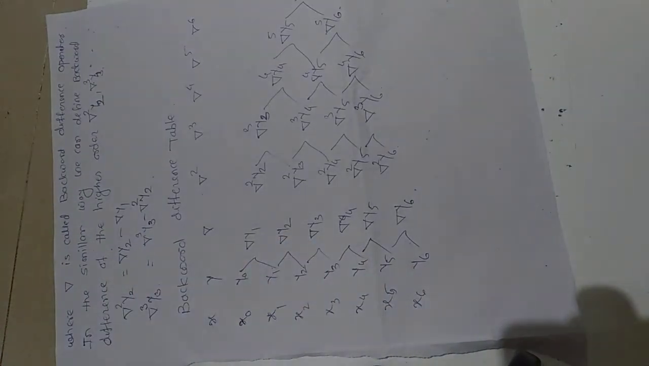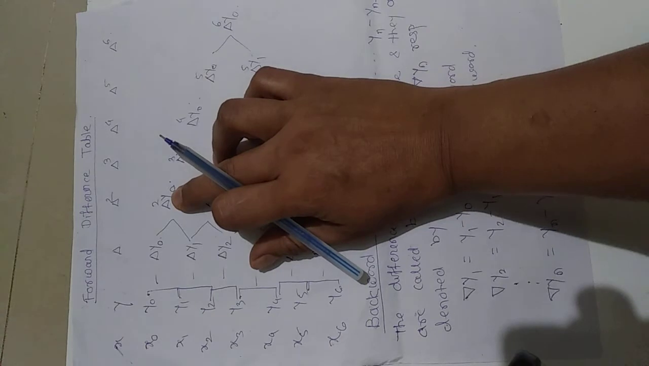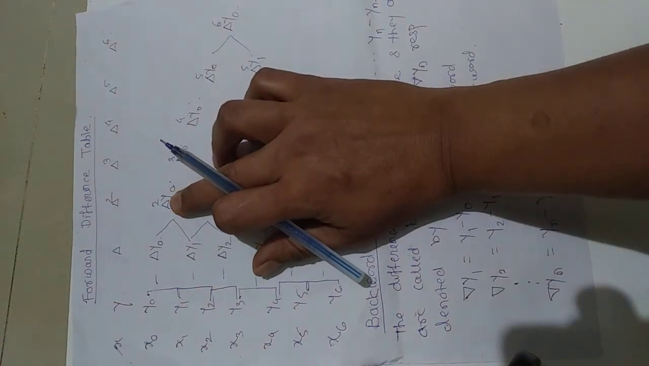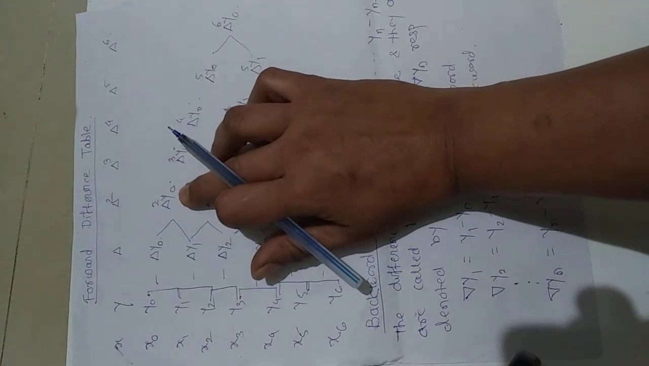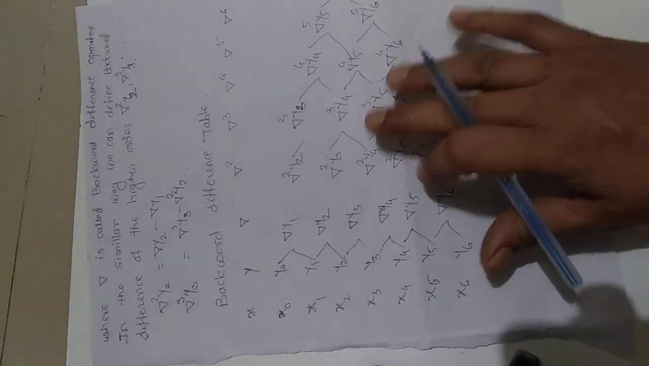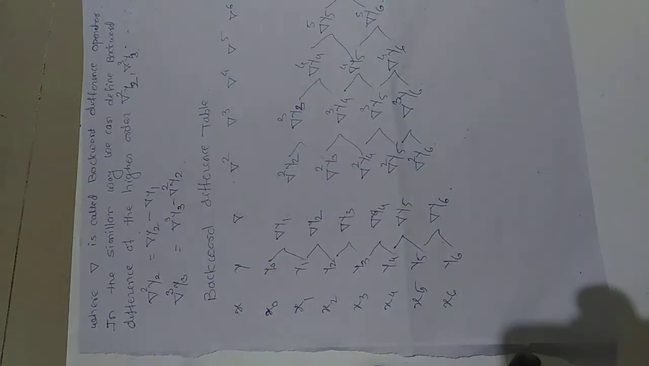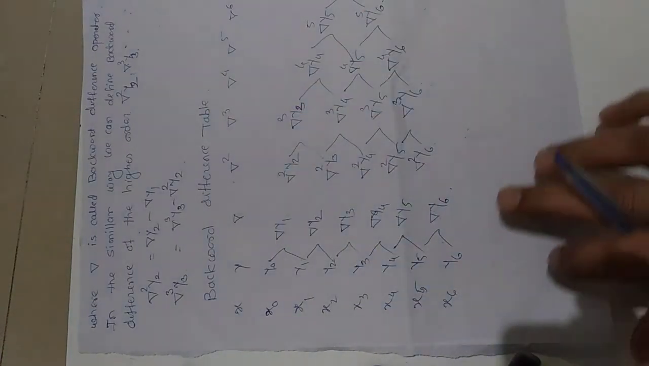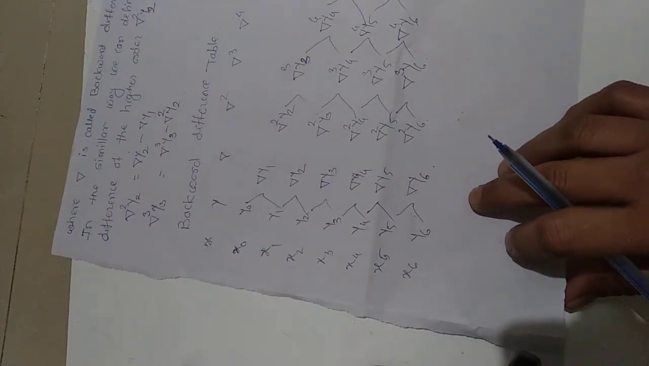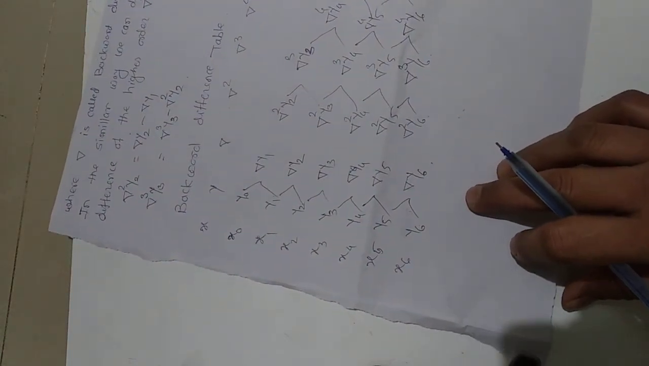In the forward difference operator, we see that the value after del starts from y0, and in the backward difference operator, the value after del starts from y1. So in this way there is a difference between the backward and forward operators.